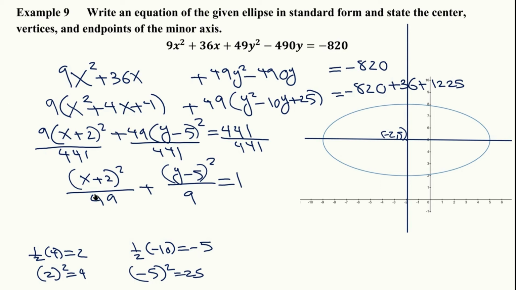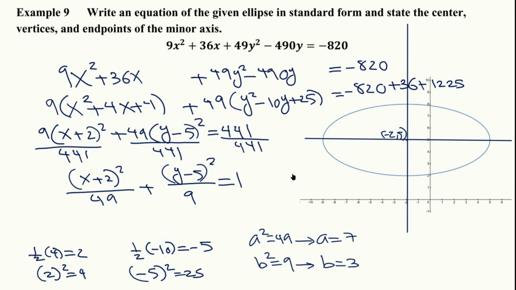Because the 49 is under the x term, we know that this is going to be a horizontal ellipse with a squared equals 49. So therefore a, here I'm only interested in the length of the a piece, so I'm just going to use the 7. And we know that b squared is 9, so therefore b is going to be 3. All right, so to get the vertices, right, we start at the center and move 7 to the right and 7 to the left.